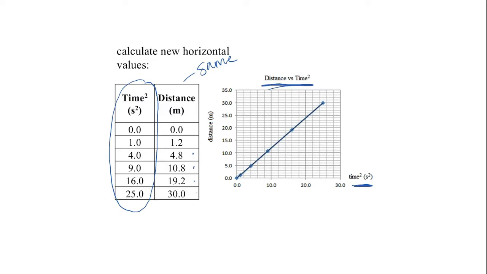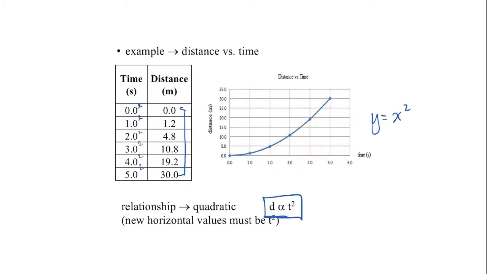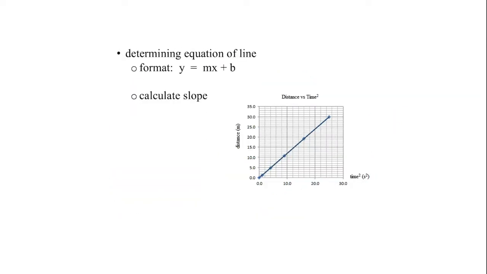But there we go. We have linearized this graph because, again, we saw it's a quadratic. That means I need to square the horizontal axis, because I only ever do things to the horizontal axis. So say I want to determine the equation of the line. Hopefully you remember how to do that from Math 10. First, we're going to calculate the slope, which again is change in y over change in x.